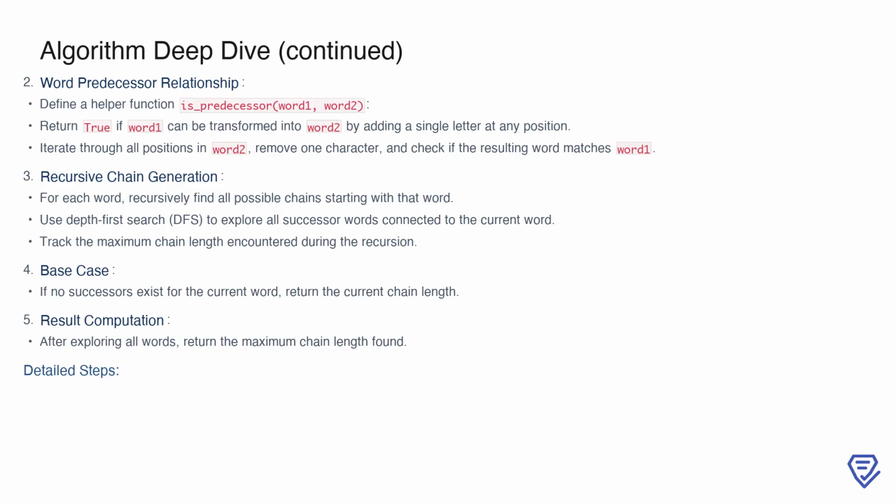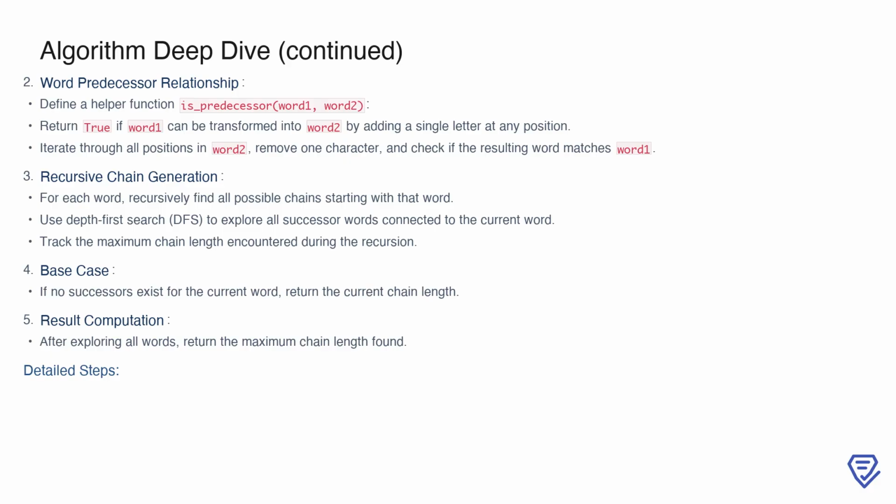Once the words are sorted, the next step is to establish the predecessor relationship between words. This is done using a helper function called is_predecessor(word1, word2). The function checks if word1 can be transformed into word2 by adding a single letter at any position. To achieve this, we iterate through all positions in word2, remove one character at a time, and see if the resulting word matches word1. With this relationship defined, we can then generate chains recursively.